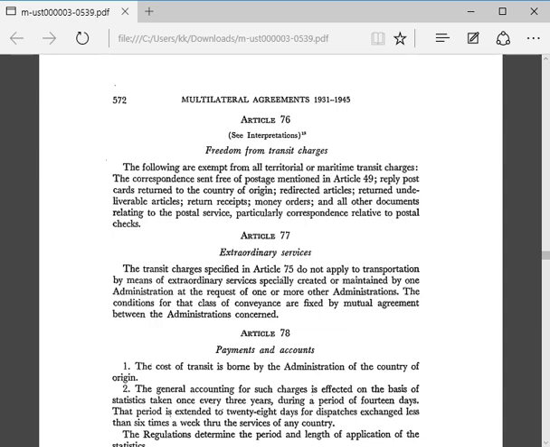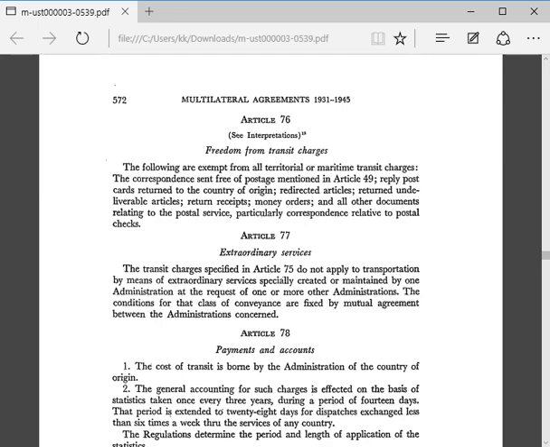Article 77. Extraordinary services. The transit charges specified in Article 75 do not apply to transportation by means of extraordinary services specifically created or maintained by one administration at the request of one or more other administrations. The conditions of that class of conveyance are fixed by mutual agreement between the administrations concerned.